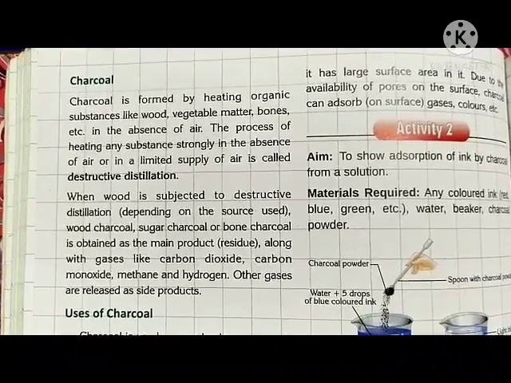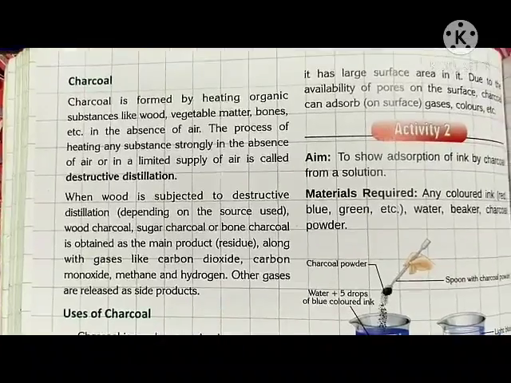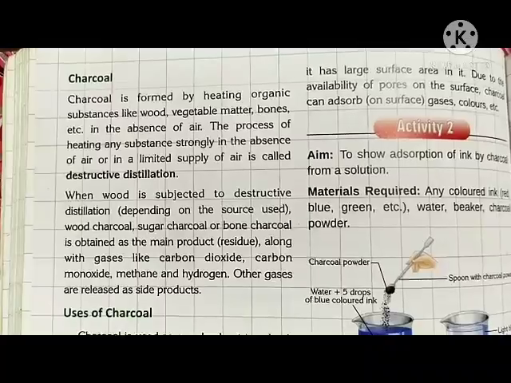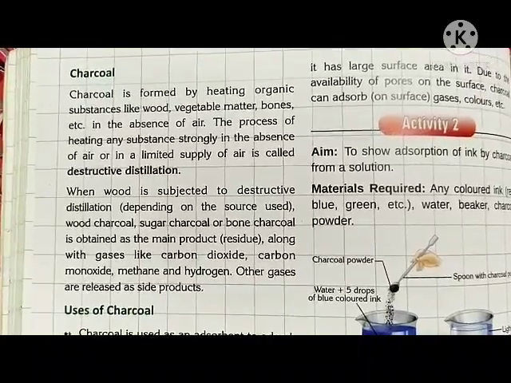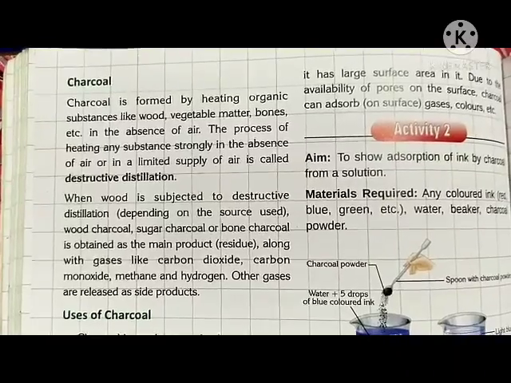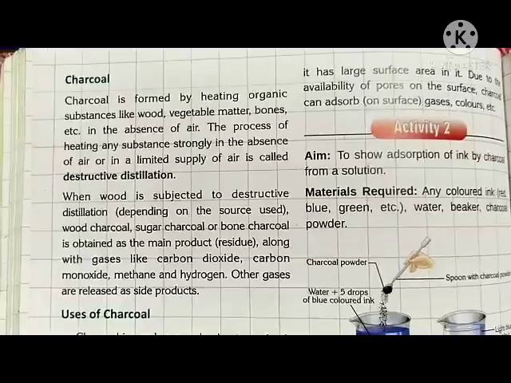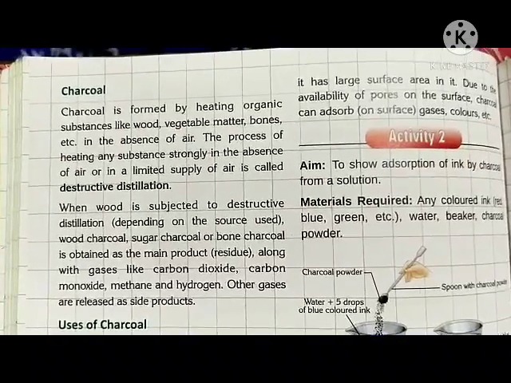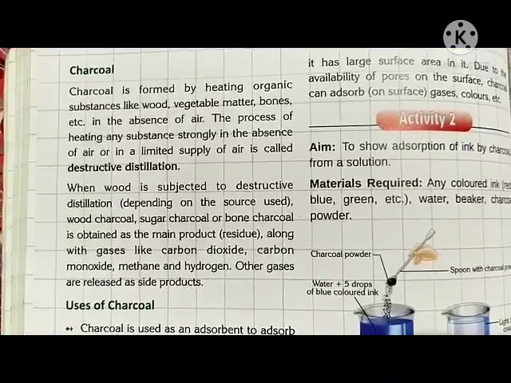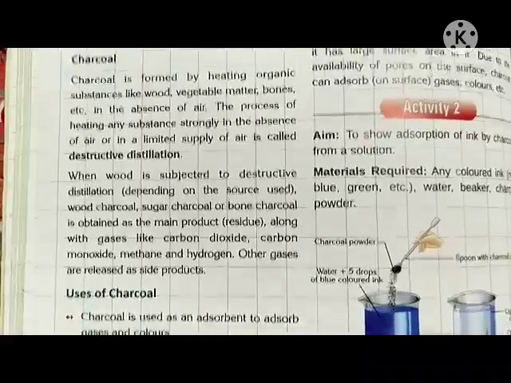There are different types of charcoal which are obtained: wood charcoal, sugar charcoal, bone charcoal. The charcoal obtained from wood is known as wood charcoal, from sugar is known as sugar charcoal, etc. It is obtained as the main product, along with gases like carbon dioxide, carbon monoxide, methane, and hydrogen. Not only charcoal is formed, but a few gases are also released as side products.